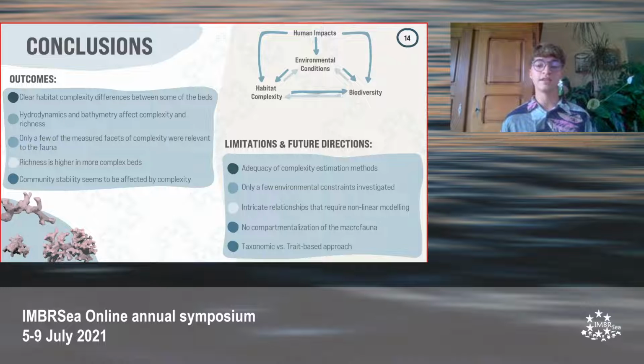And finally, we highlight 2 main limitations which should be taken into account in future studies. We believe that looking into the endo-epifaunal compartments separately could yield very different results, and that a taxonomic approach might not have been the most adequate one, since at the core of habitat complexity theory is the hypothesis that complexity provides more niches, and therefore using a trait-based approach could be more interesting.